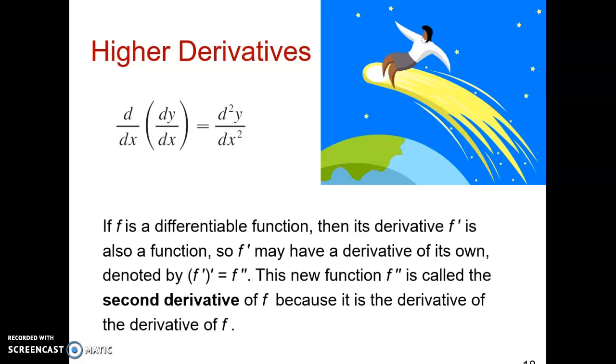This new function f double prime is called the second derivative of f, because it is the derivative of the derivative. Now f double prime is Newton's notation. Leibniz used this notation, which was the derivative with respect to x of the derivative of y with respect to x, which brought him to this notation. So if you see this notation, it simply means the derivative of the derivative, or the second derivative function.